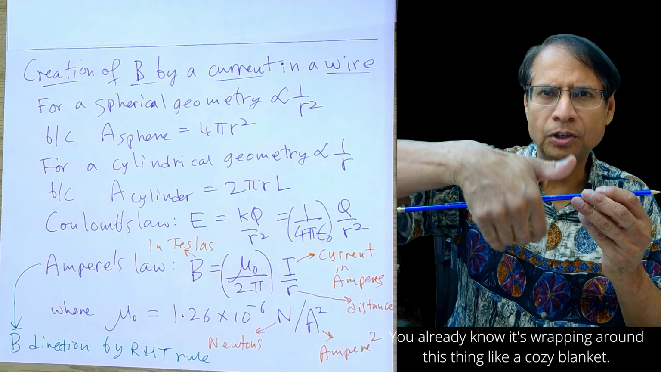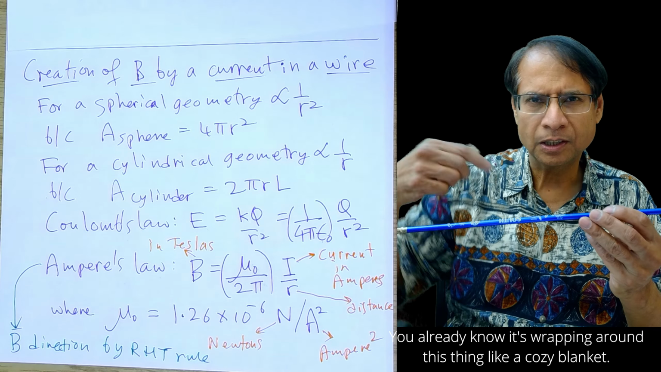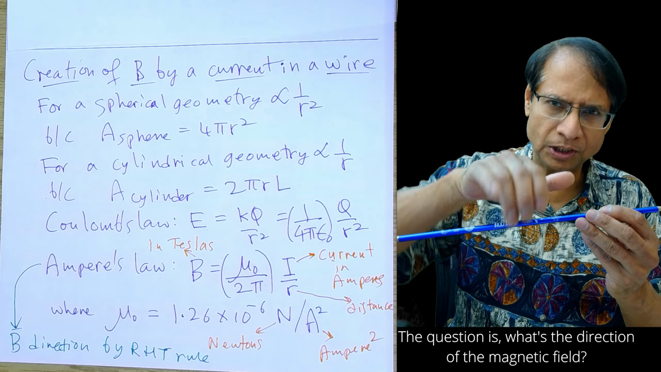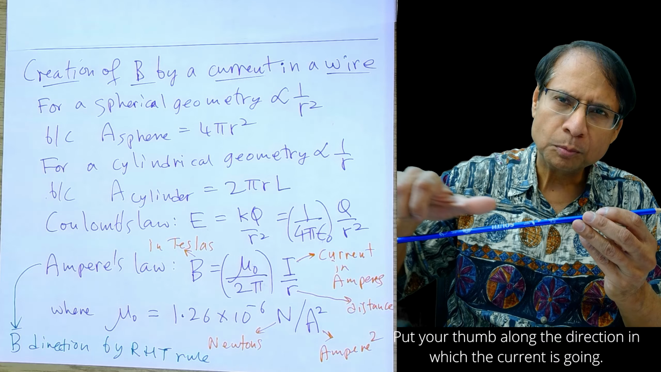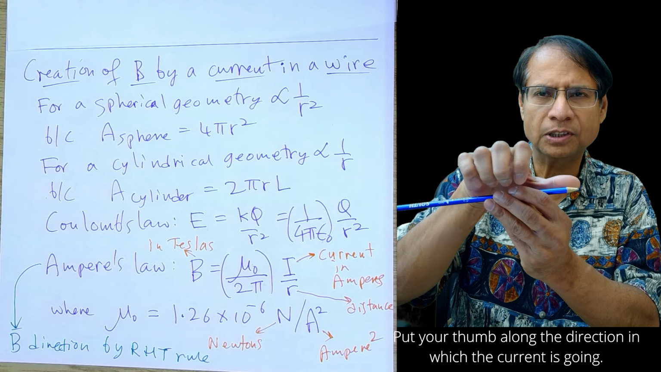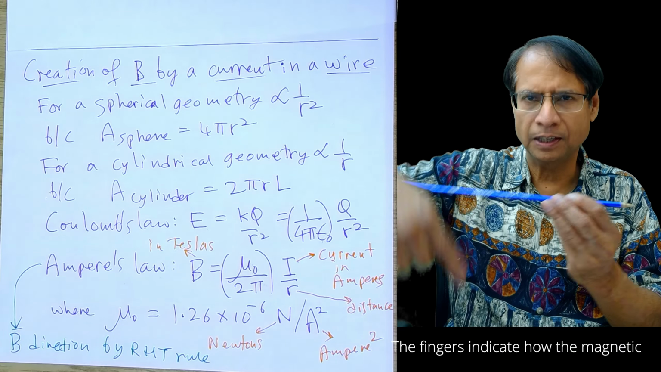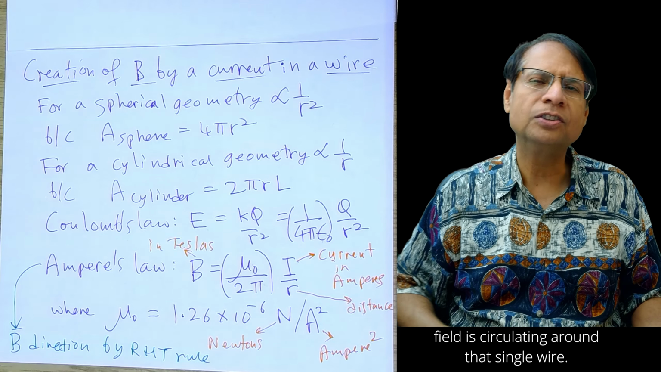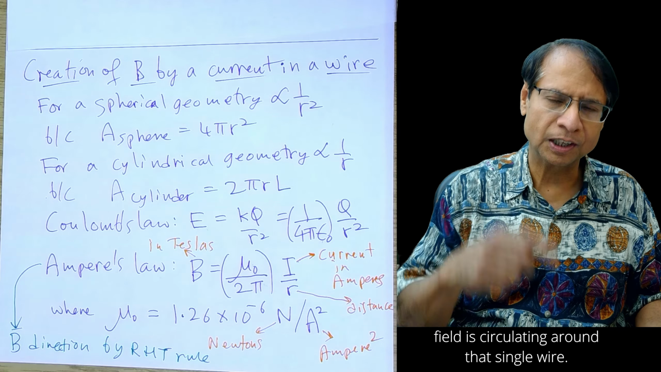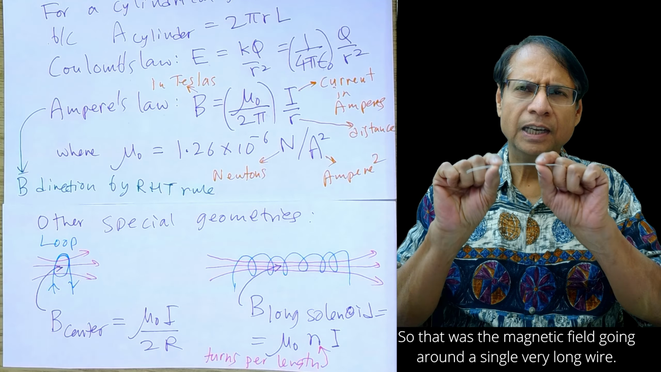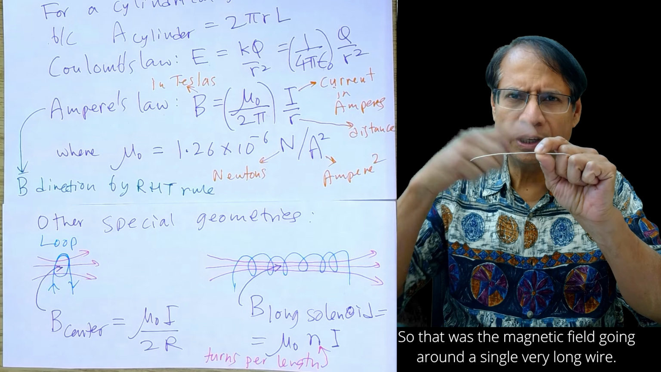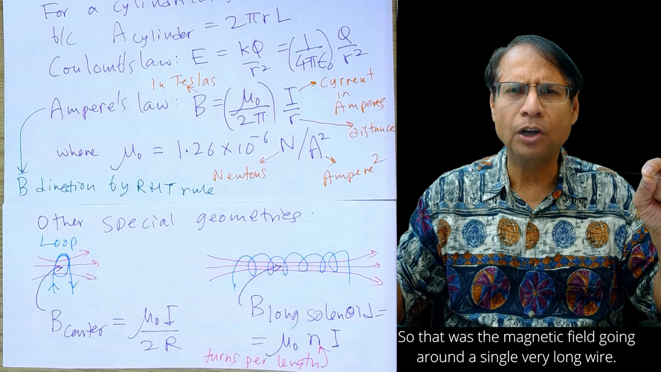So you already know it's wrapping around this thing like a cozy blanket. The question is, what's the direction of the magnetic field? Put your thumb along the direction in which the current is going. The fingers indicate how the magnetic field is circulating around that single wire. So that was the magnetic field going around a single very long wire.